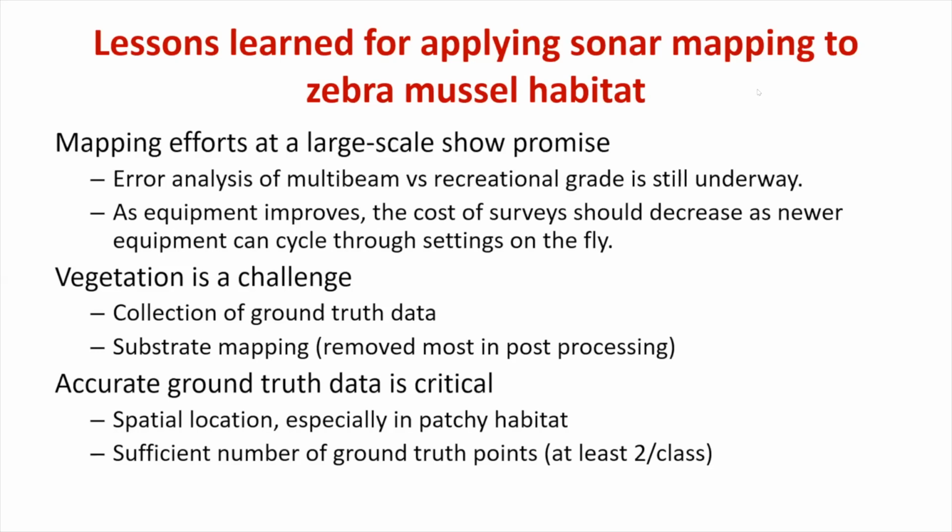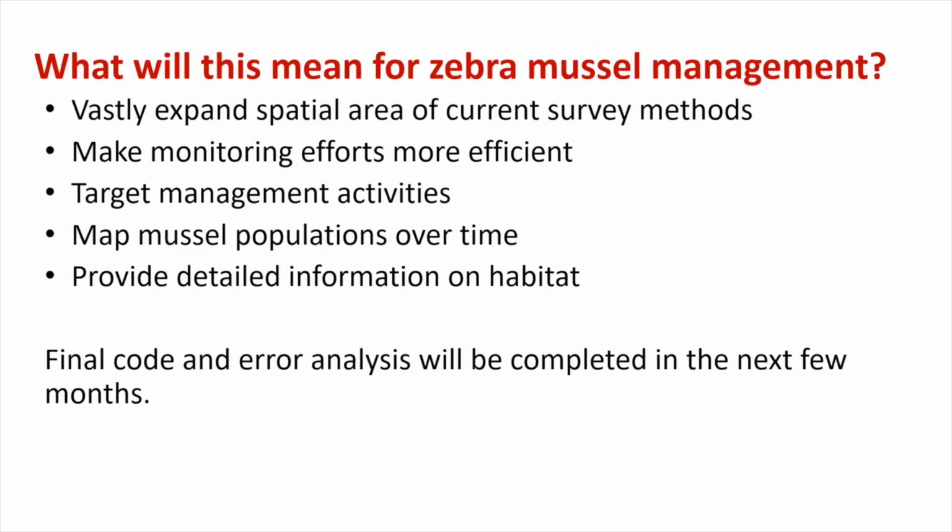But what this all means for zebra mussel management is that we can vastly expand the spatial area of current survey methods. We can make monitoring efforts more efficient by targeting areas of key habitat or targeting areas of likely high mussel coverage. We can also use these kinds of spatial tools to help target management activities to areas where we have high mussel coverage. These methods could be used to map mussel populations over time and provide more detailed information on habitat.